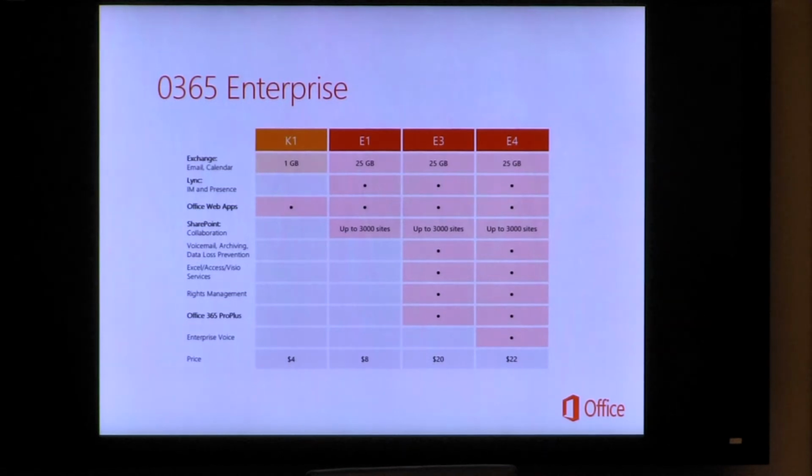The voicemail and archiving, notice this is something, if you want to have a voicemail system, that you would need to be in the E3 version. We also have Excel access and Visio services, rights management, which allows you to really define what type of rights you are going to give a user for your documentation, so that it could be something along the lines of not allowing them to send a document outside of your company, for example. So that's an example of rights management.